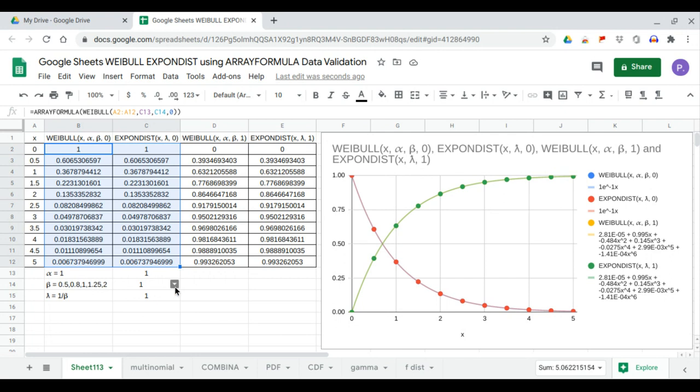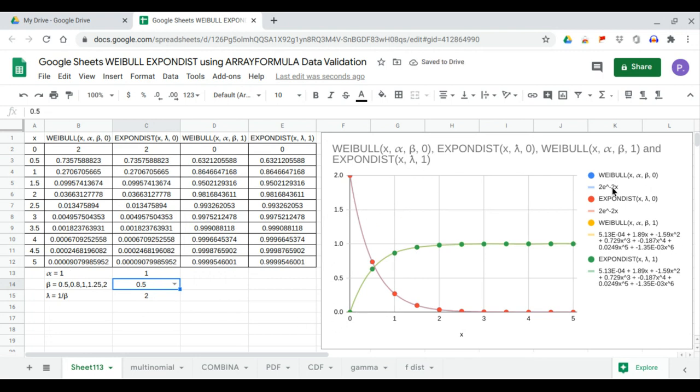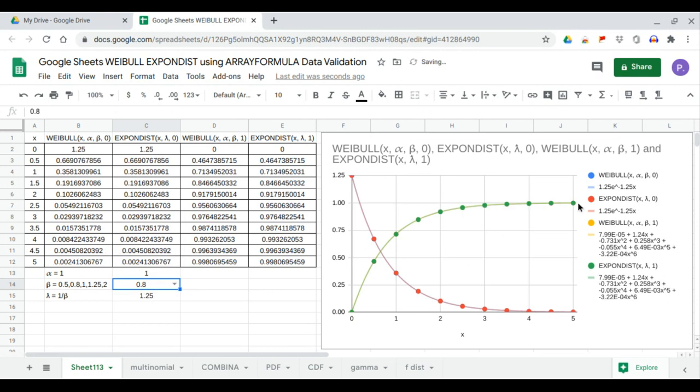Now we can start with 0.5. So our trend line equation of the probability density function is 2 times e to the minus 2x, which is the reciprocal of 0.5. And at 0.8, that is 1.25 times e to the minus 1.25x. So 1.25 is our lambda. And this is our saturation or the cumulative distribution function.